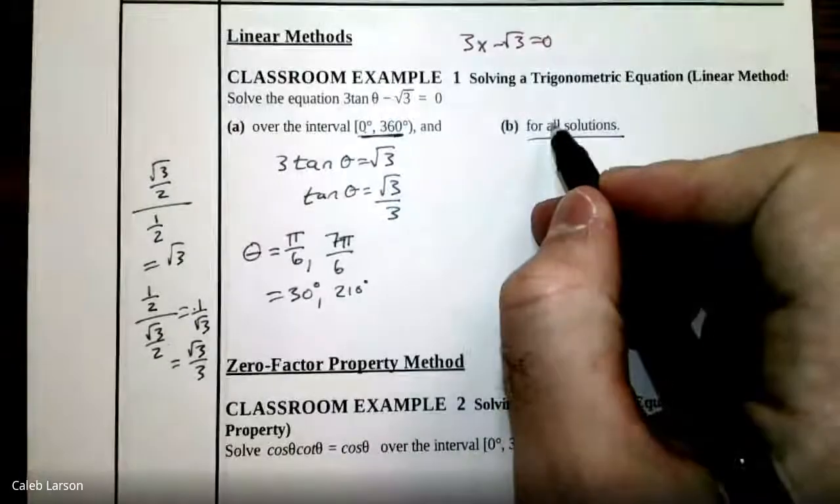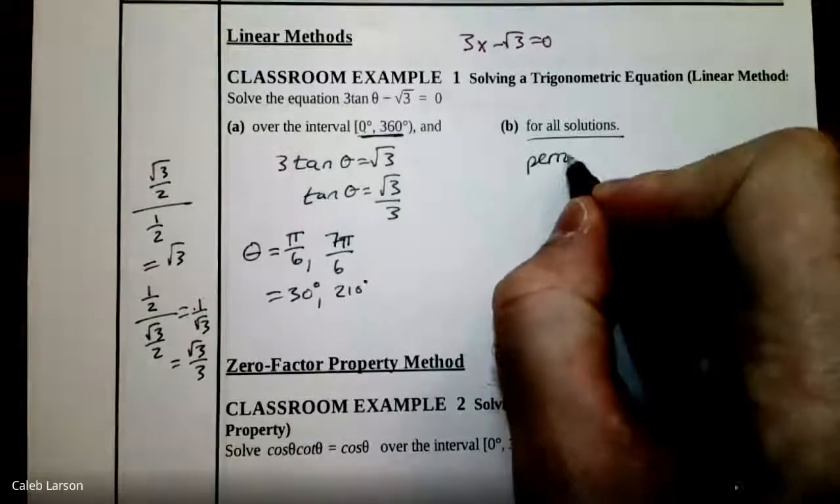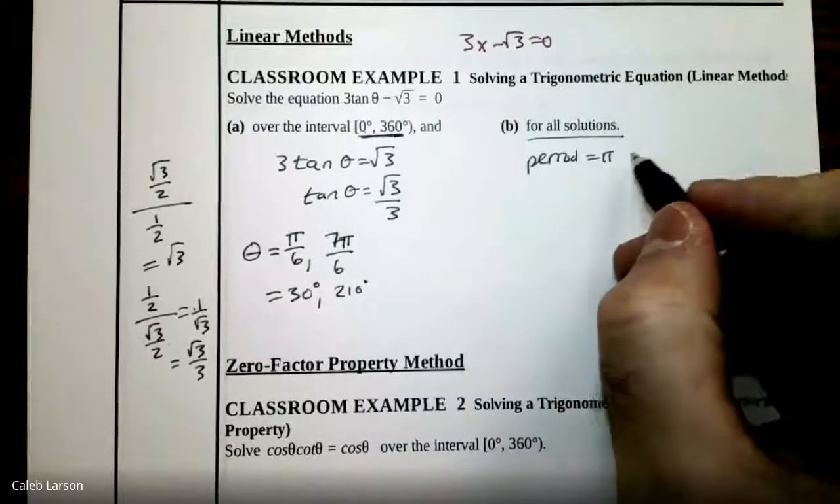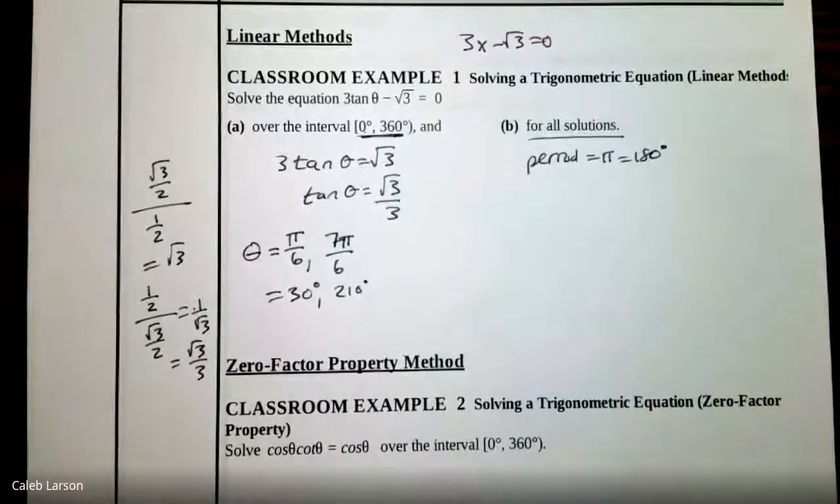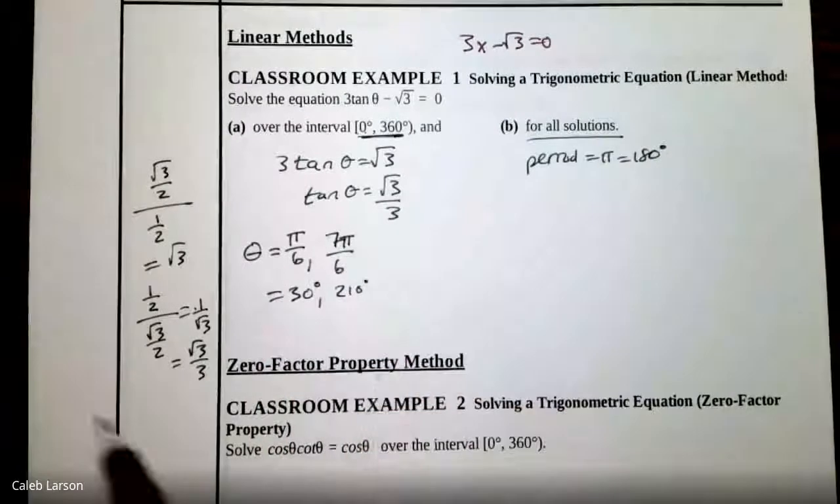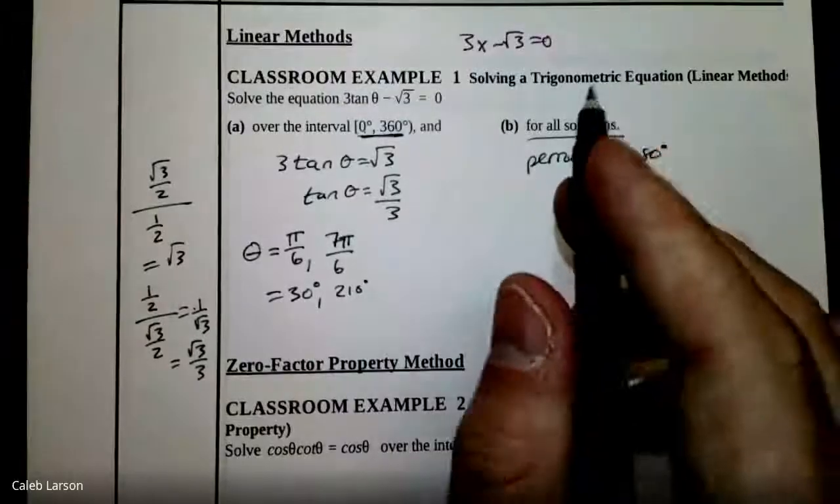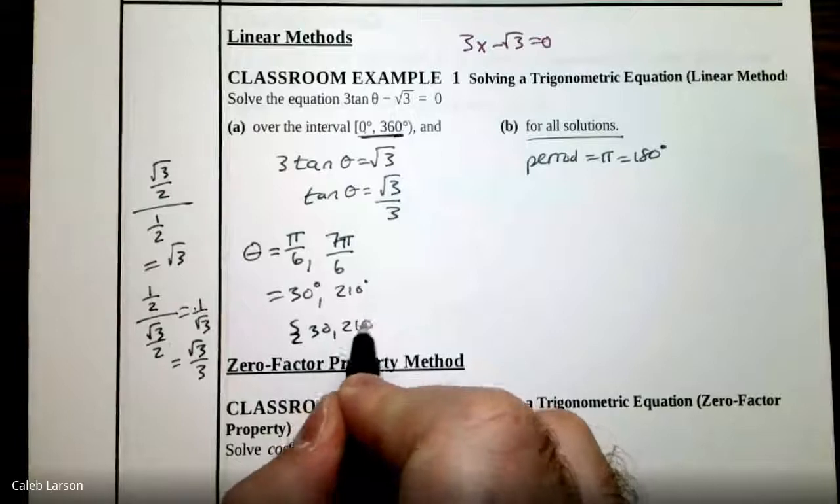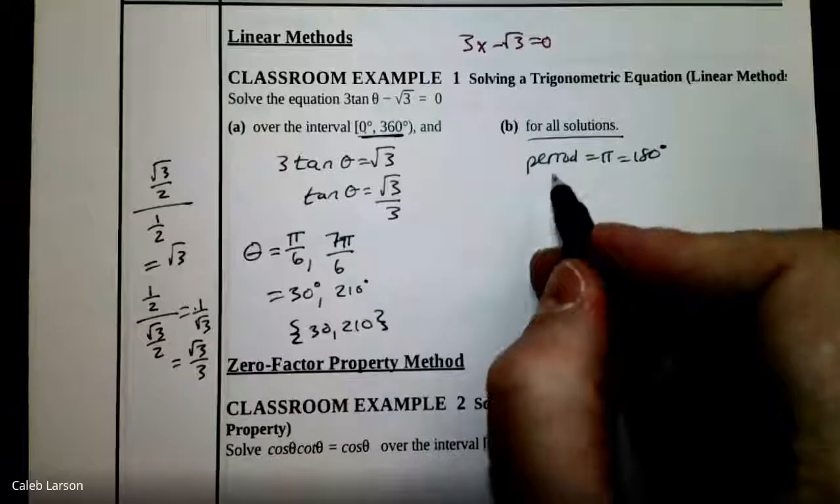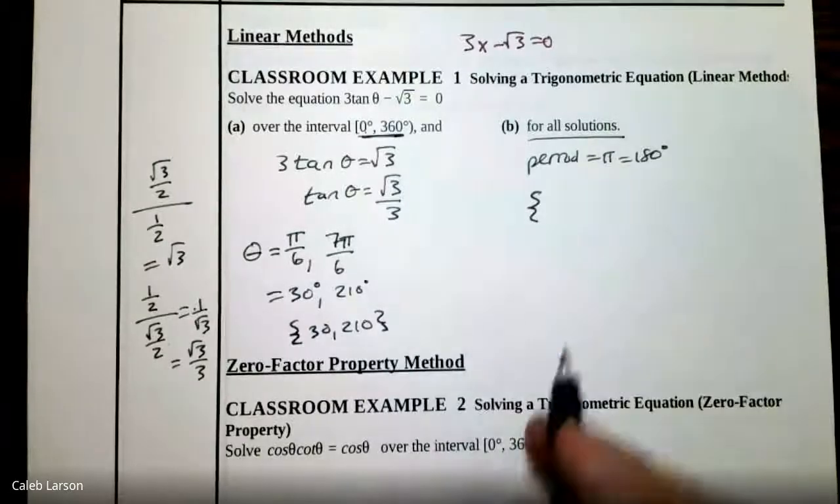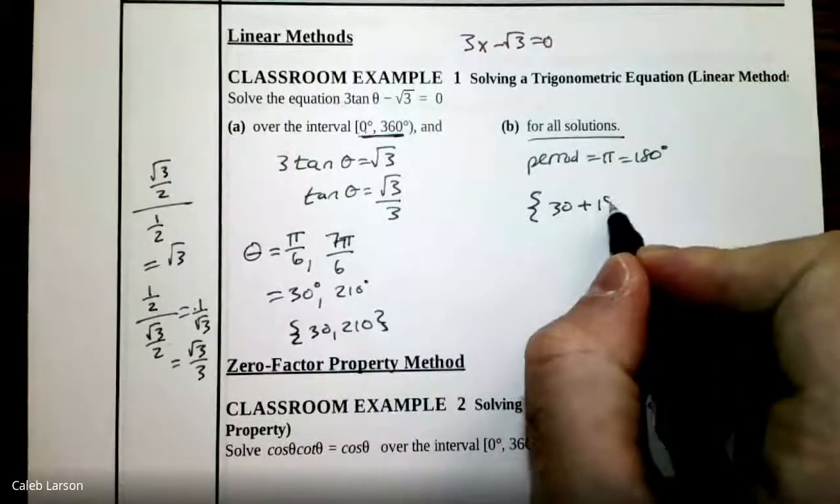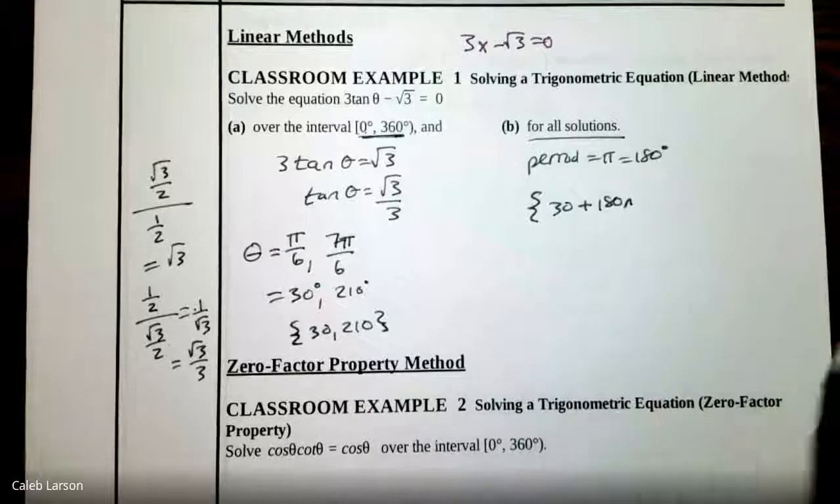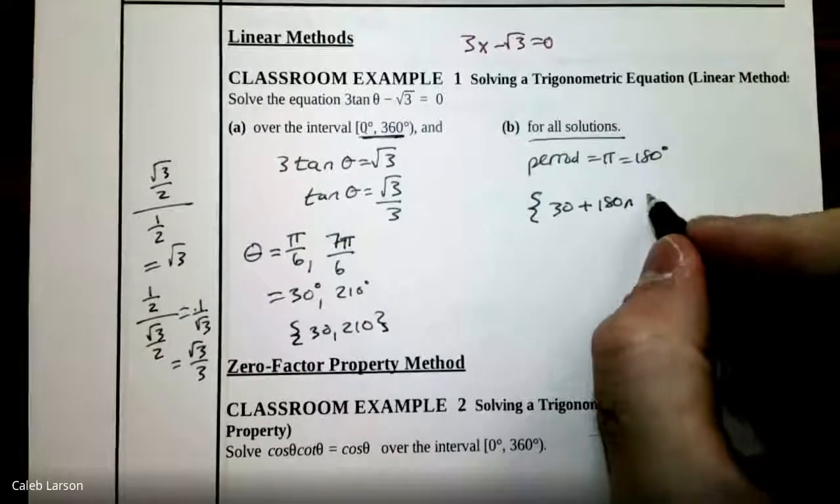For all solutions, if we know that the period of tangent is going to be pi, or 180 degrees, if you will, all we have to do is continue adding 180 degrees, and that'll give us the same value. So we're going to have a solution set down here of 30 and 210. That's how they're going to have us write this, a solution set. So our solution set for all solutions would be 30 plus 180 times some number n, right? You can do it once, you can do it twice, you can do it 3 times, you can do it as much as you want, okay? Where n is any integer.